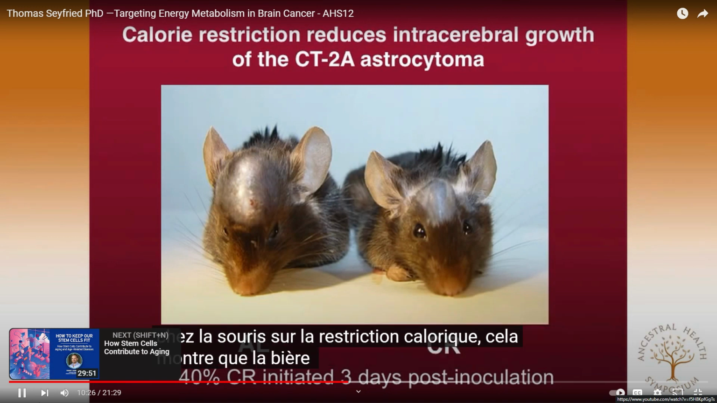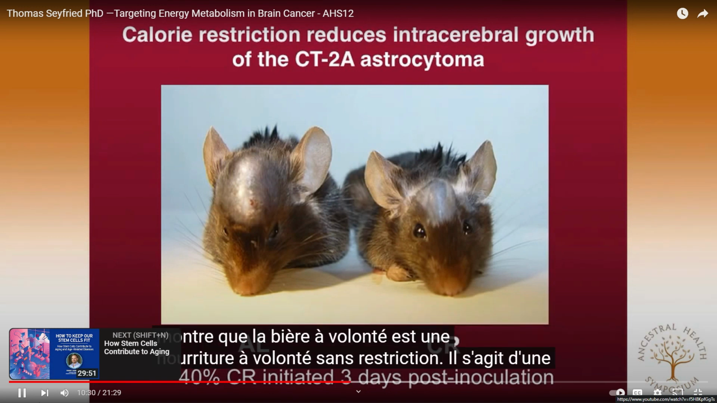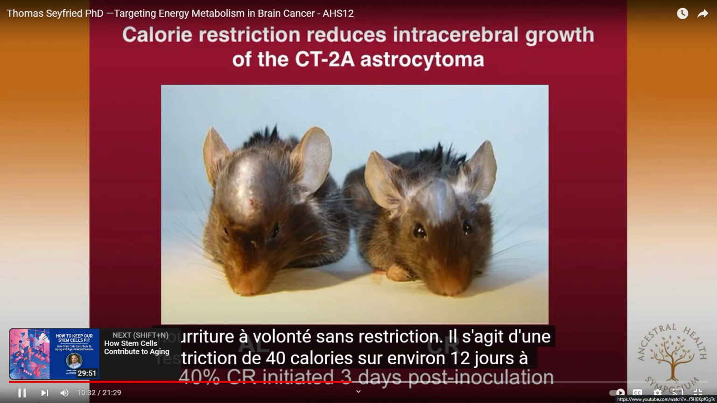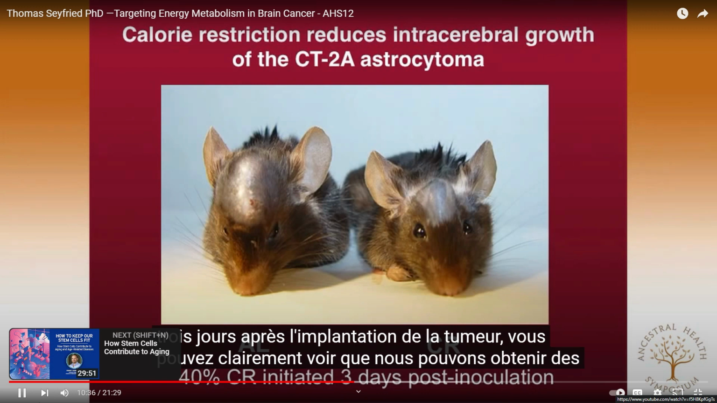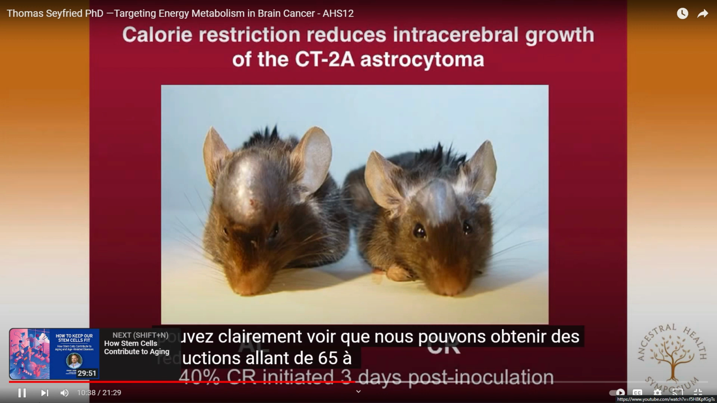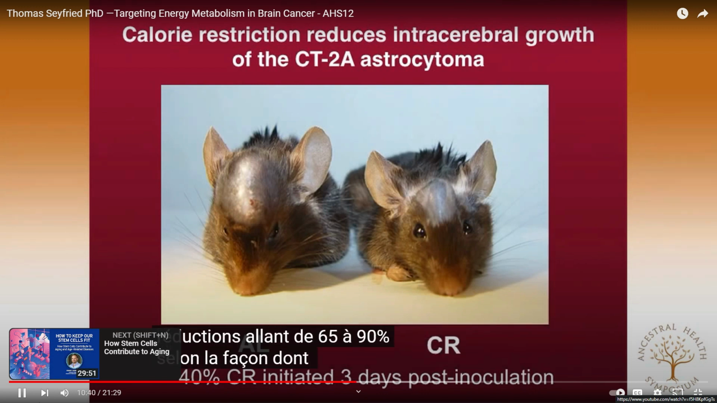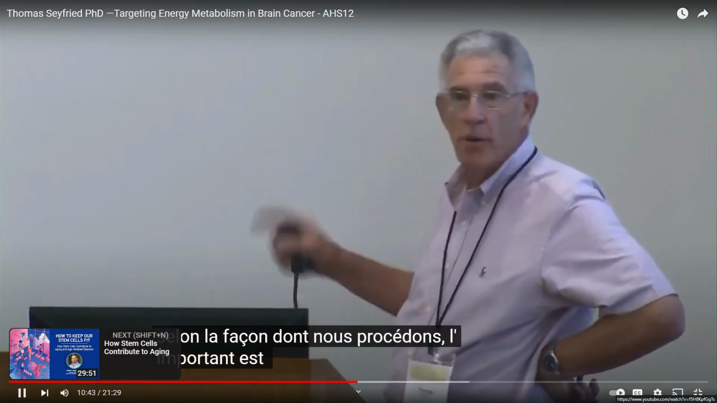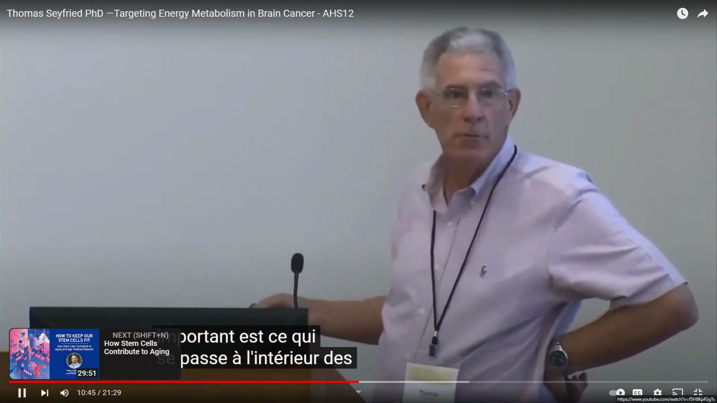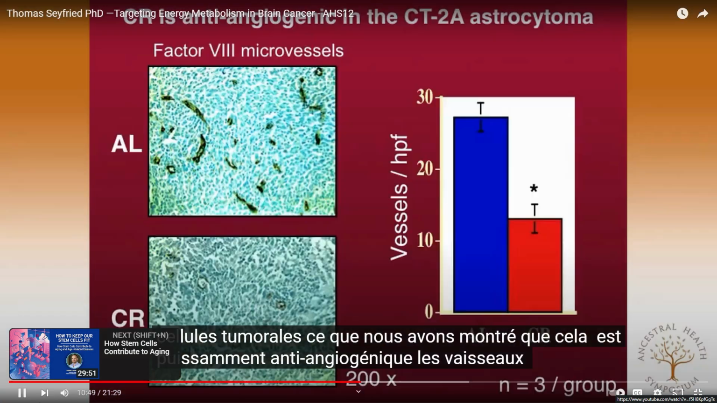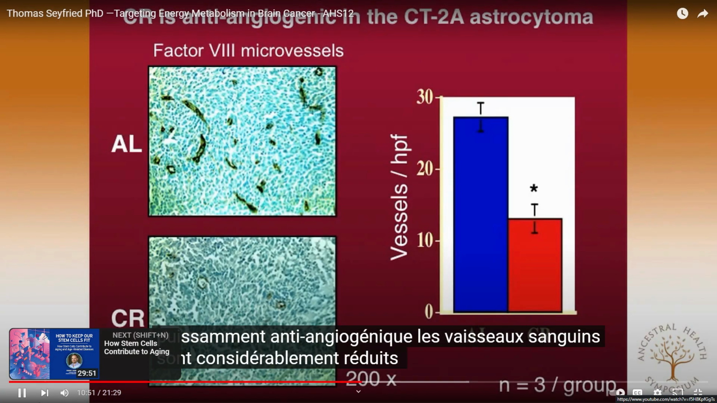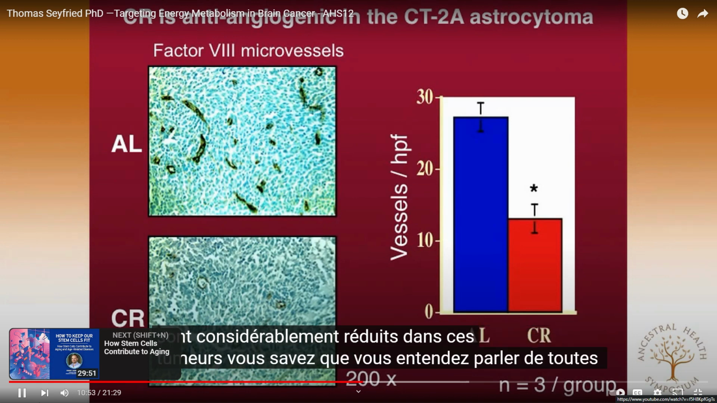Now, we've done a lot of work in mice on calorie restriction. This showed ad libitum, AL, an unrestricted mouse fed ad libitum. This is a 40% calorie restriction over about 12 days, starting 3 days after tumor implantation. You can clearly see we can get reductions anywhere from 65 to 90%, depending upon how we do this. The important thing is what's going on inside the tumor cells. We've shown that this is powerfully anti-angiogenic. Blood vessels are significantly reduced in these tumors. You hear about all the antiangiogenic therapies.